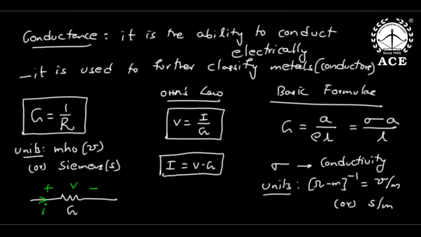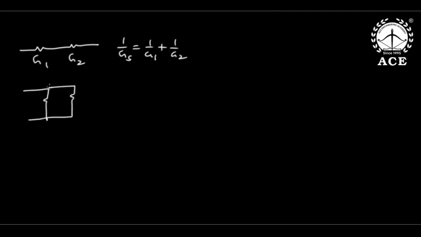Then conductances in series. See here, conductances in series are the opposite of resistances. The resultant is lower than the least. 1 by G series is 1 by G1 plus 1 by G2. If more are there, keep adding like this. Then conductances in parallel. Here the resultant is greater than the greatest.